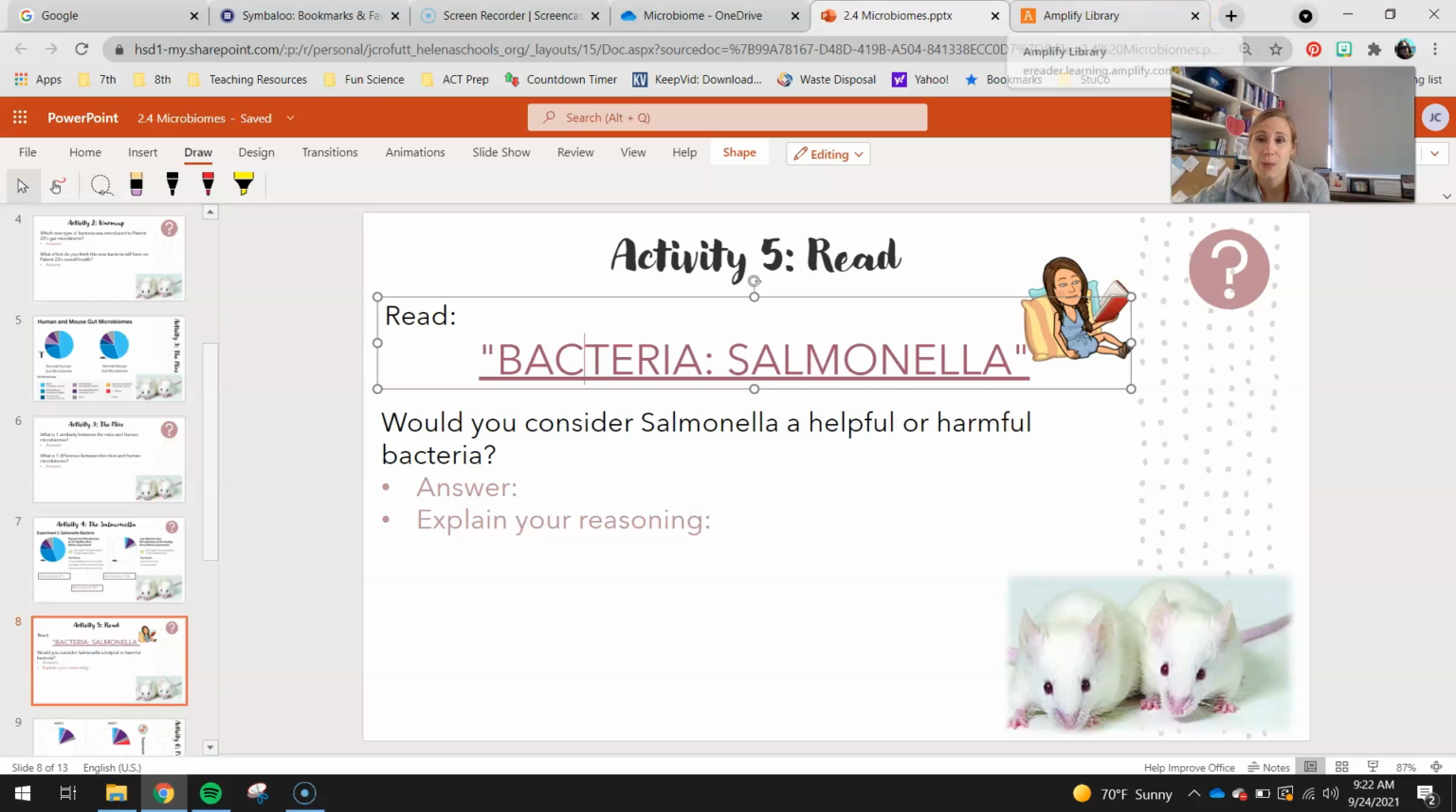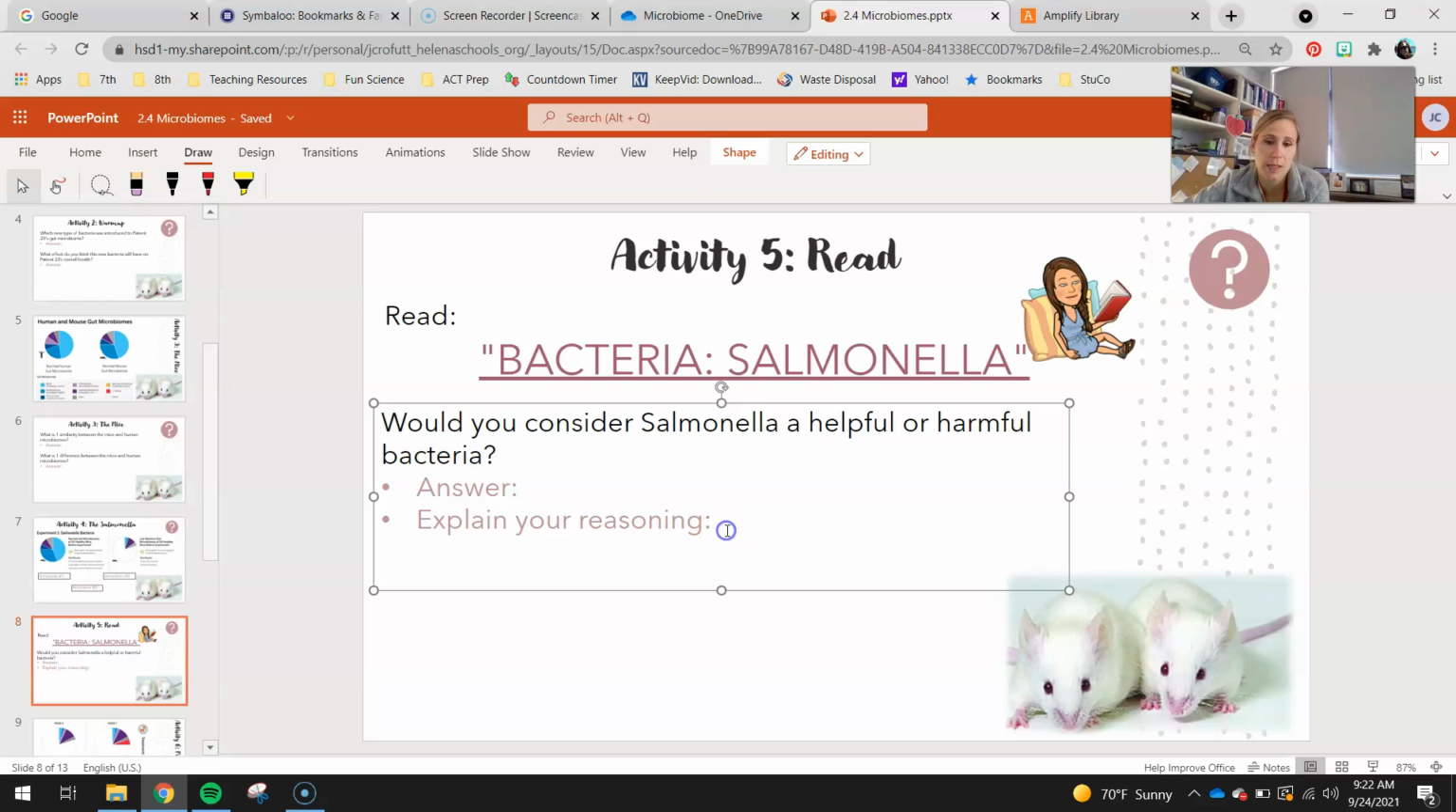Okay, so read, get some information out of the article, answer whether you think it's helpful or harmful, and then explain your reasoning. You probably want to use some facts directly out of the article.